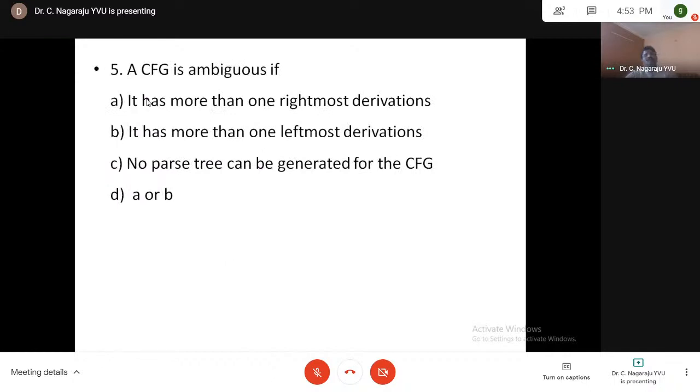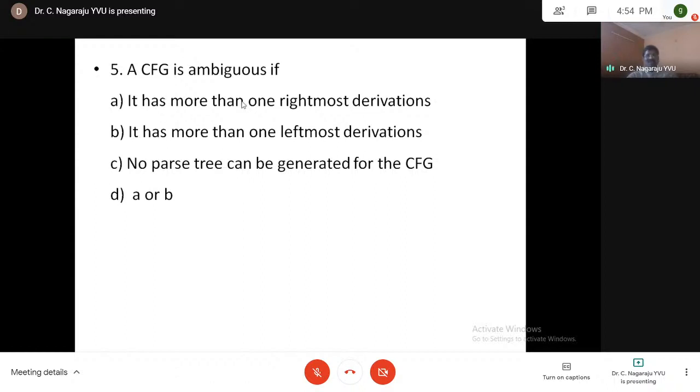A context-free grammar is ambiguous if, ambiguity means the same sentence has more than one derivation. It has more than one rightmost tree, or more than one leftmost tree. No parse tree can be generated for the context-free grammar, or A or B.